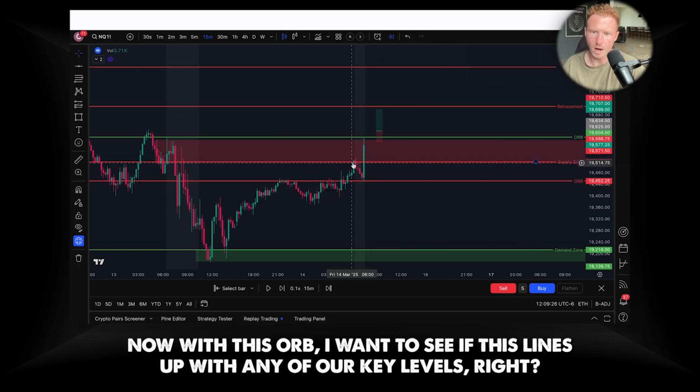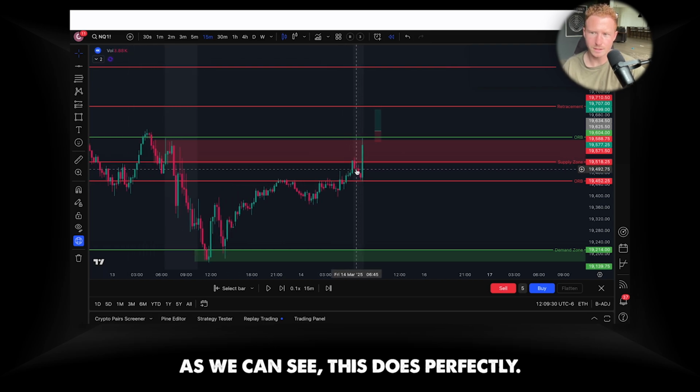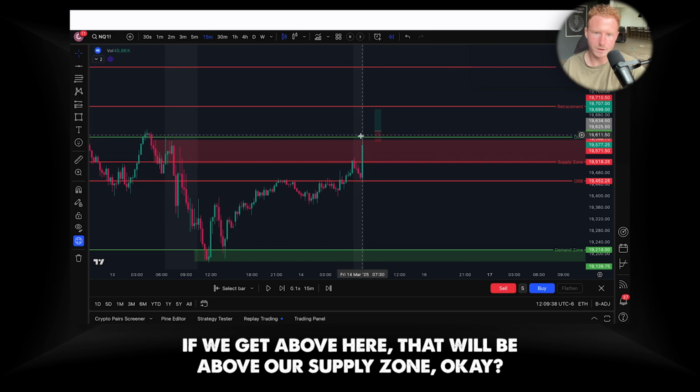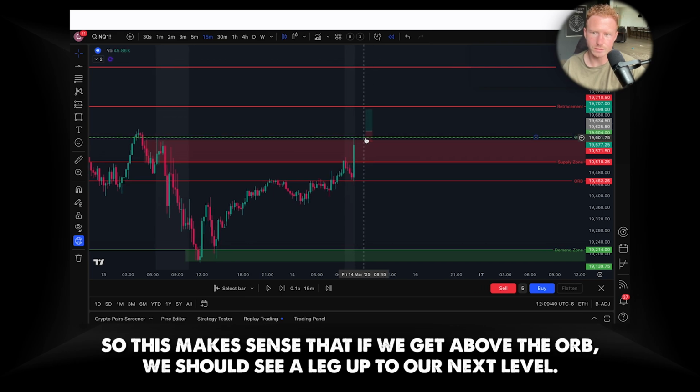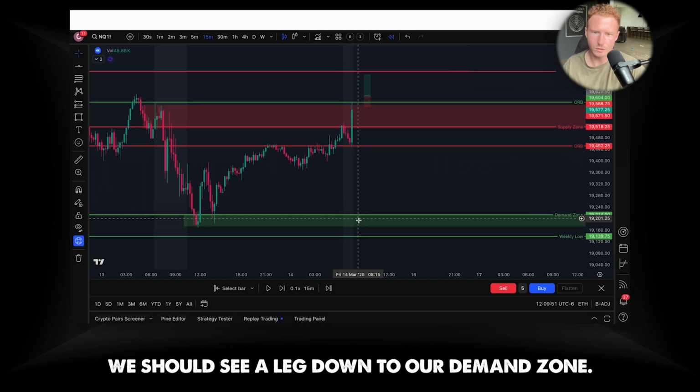Now with this ORB, I want to see if this lines up with any of our key levels, right? As we can see, this does perfectly. The ORB was exactly yesterday's highs, and also if we get above here, that'll be above our supply zone. So this makes sense that if we get above the ORB, we should see a leg up to our next level. If we get below the ORB, we should see a leg down to our demand zone.